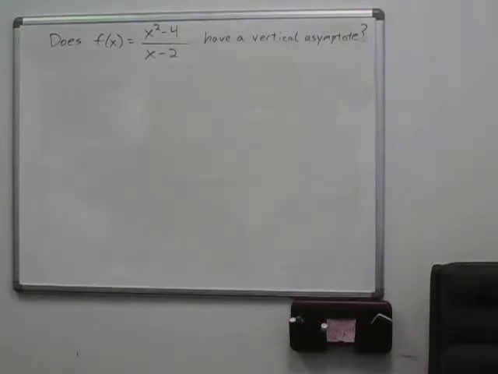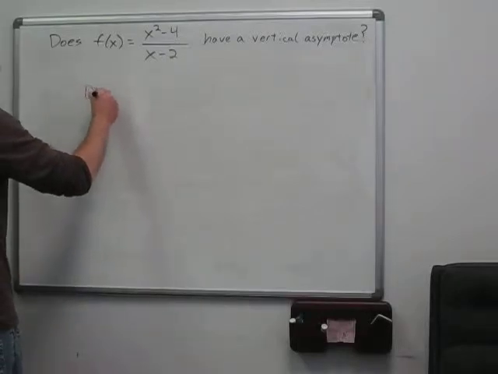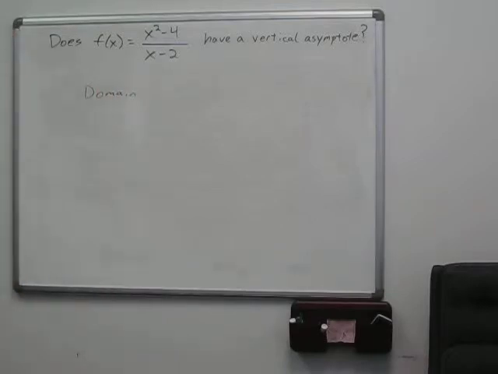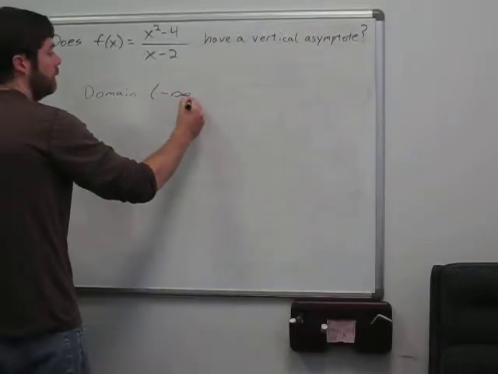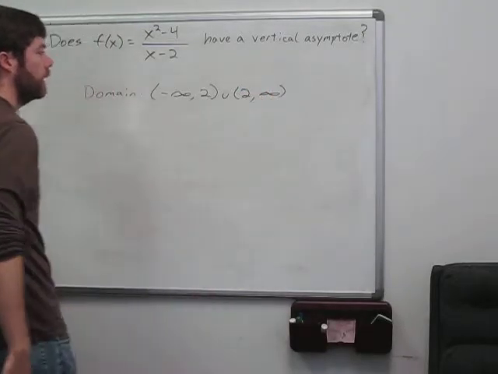In the last video, we developed a quick methodology for finding vertical asymptotes for rational functions. Let's apply that method to this particular function and see what happens. We start by finding the domain of the function. It should be pretty clear that 2 is the only value that makes the bottom equal to 0. So our domain is all real numbers except for 2.